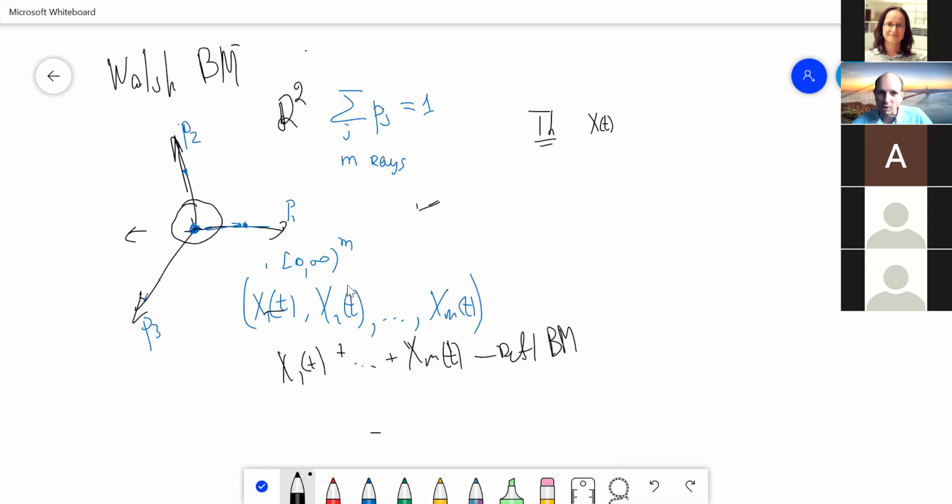And the local time of Walsh Brownian motion at 0 just coincides with the symmetric local time of reflected Brownian motion at 0. Which dimensional Brownian motion? Of one-dimensional Brownian motion.